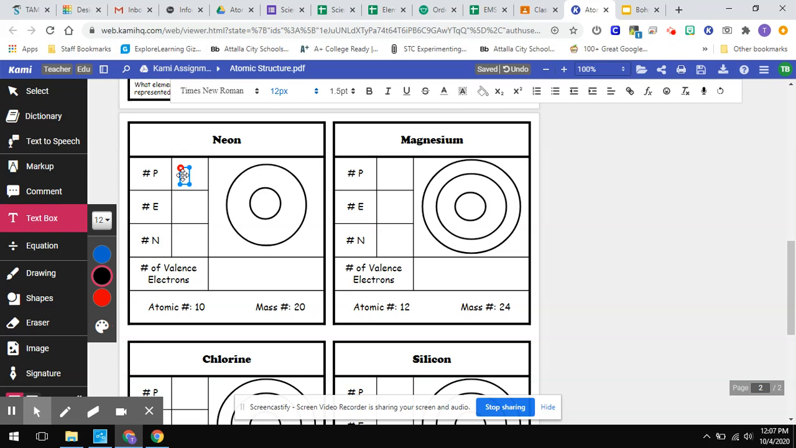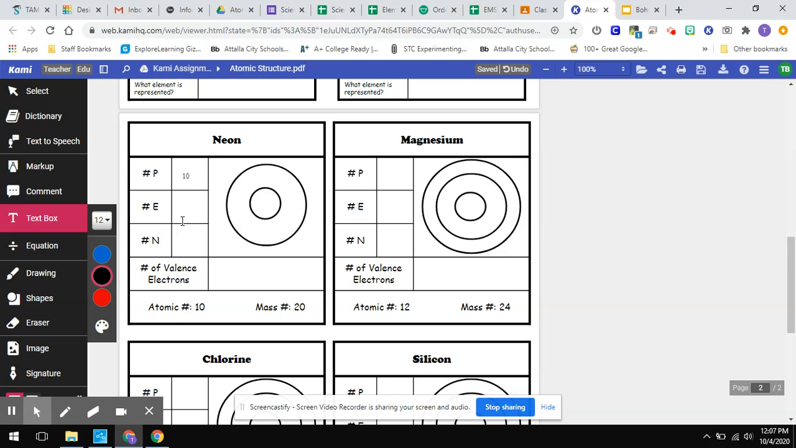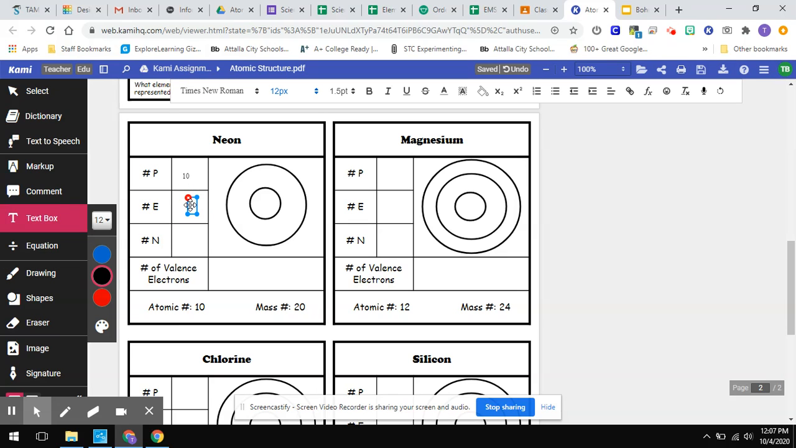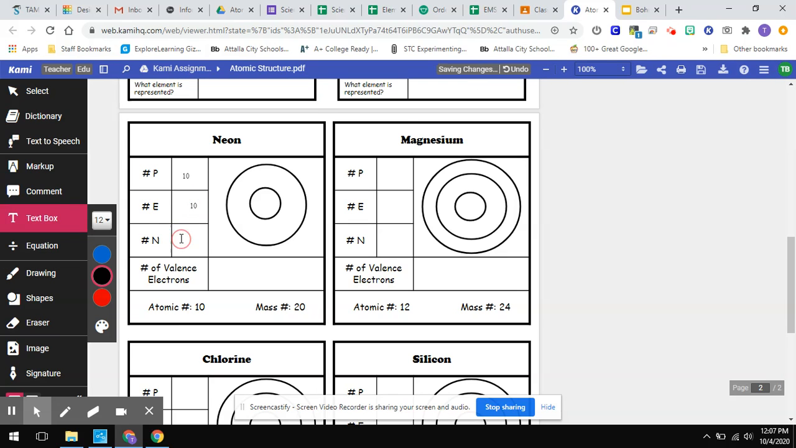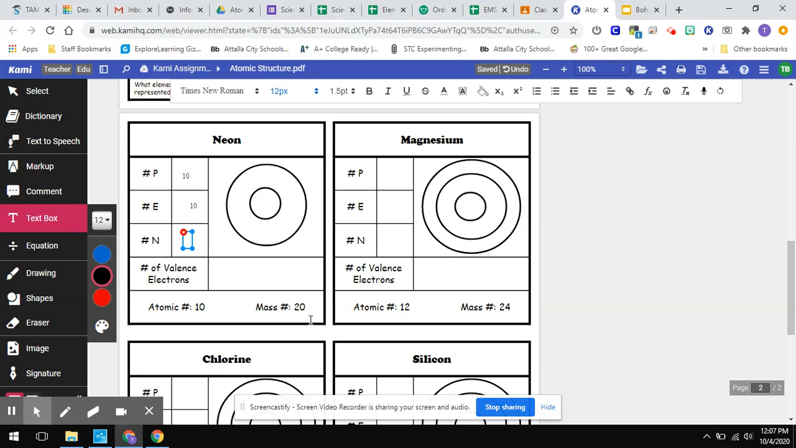If we've got neon, we know that its atomic number is 10, so we know that it's going to have 10 protons, and we know that it's going to have 10 electrons. And then our neutron count would come from saying 20 minus 10, so we're also going to have 10 neutrons. So we're just going to diagram the electrons. We're not going to worry about anything with the nucleus for these because this nucleus is really small and they've only given us 2 levels.